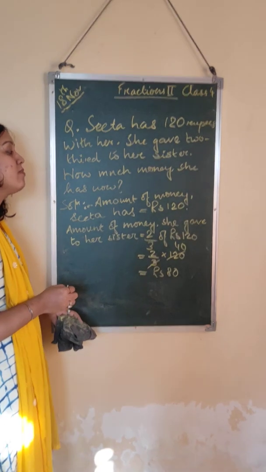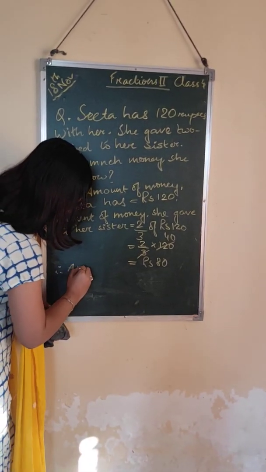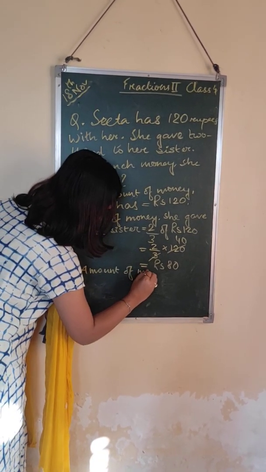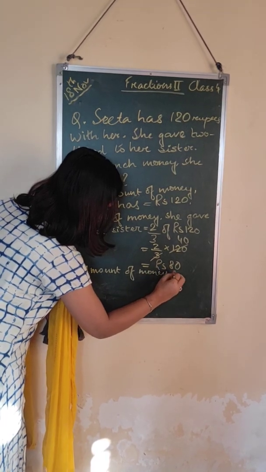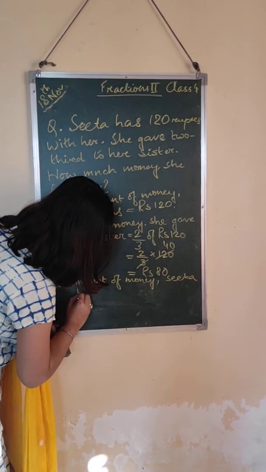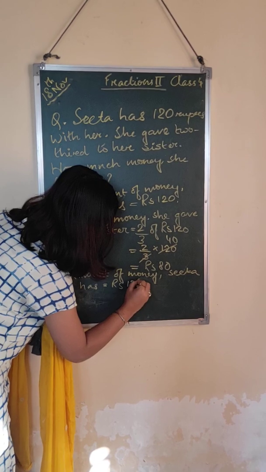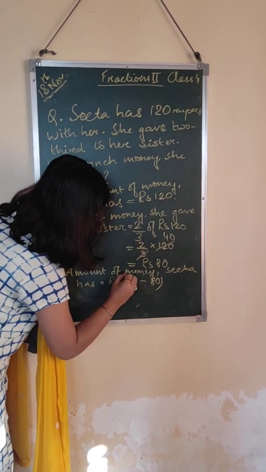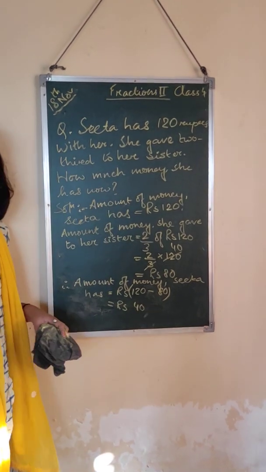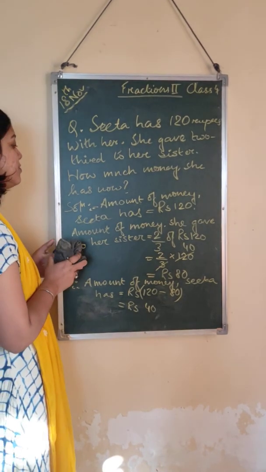Now the question is, how much money does she have now? Therefore, the amount of money Sita has equals rupees 120 minus 80. That is nothing but rupees 40. Understood? Okay. Now what will we do?